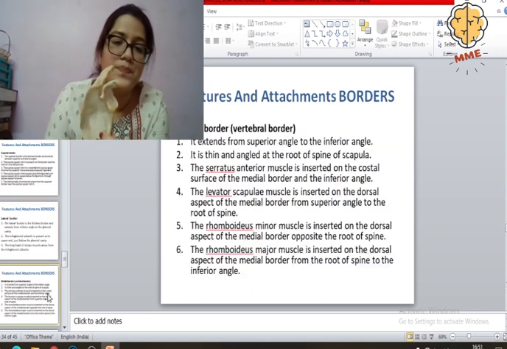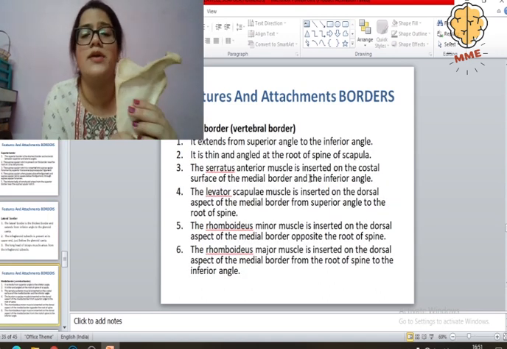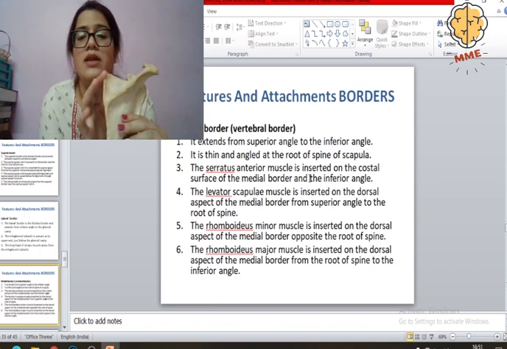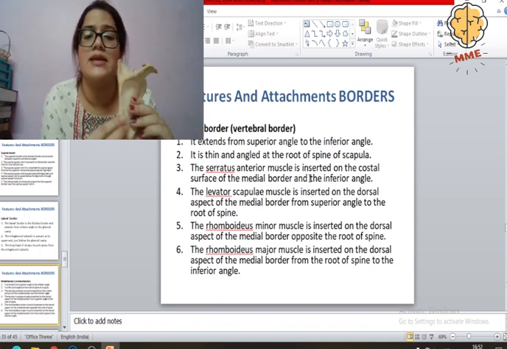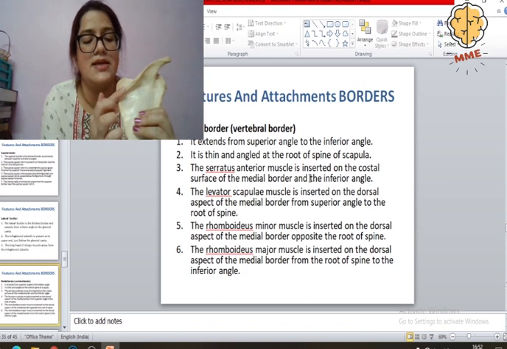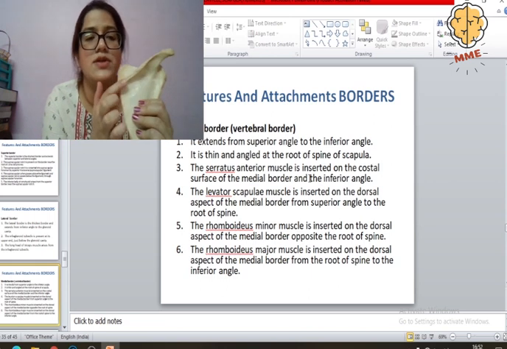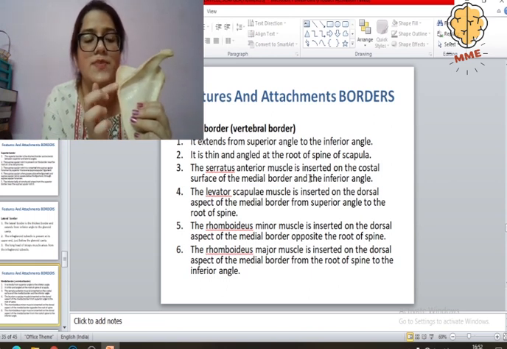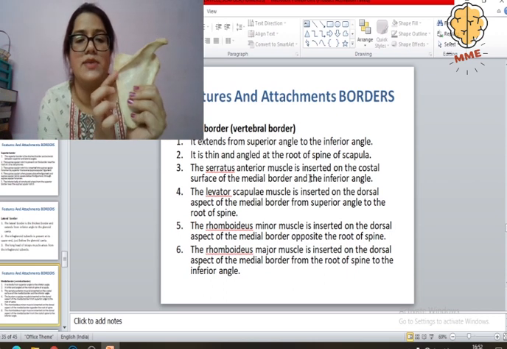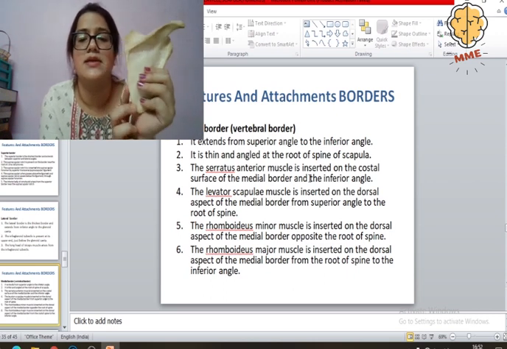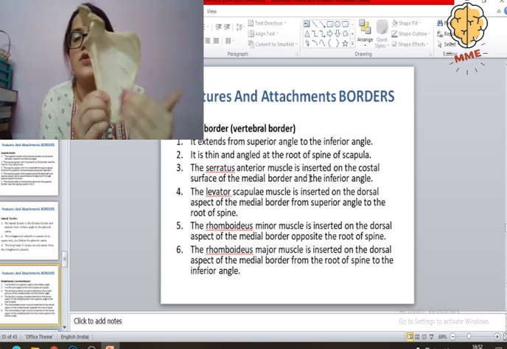Now, the medial border. It extends from the superior angle to the inferior angle. It is thin and angled at the root of the spine. We can make it out. This is the root of the spine, so it is a little angled at this place. The serratus anterior muscle is inserted on the costal surface. I have already told you.